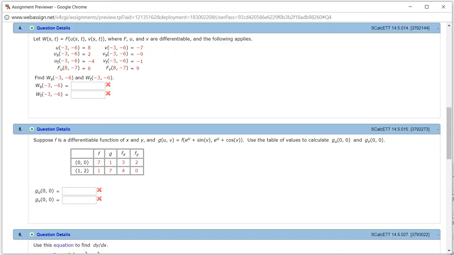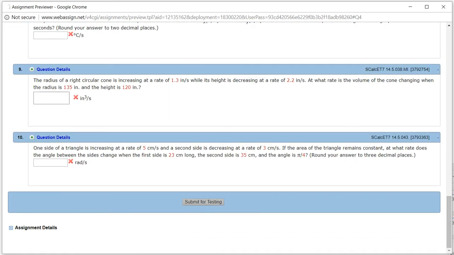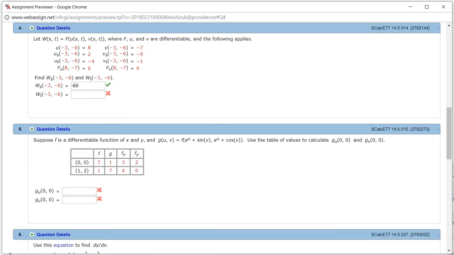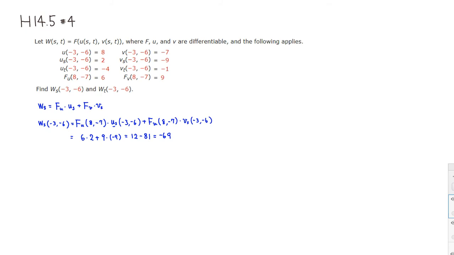So let's type it in. We got the -69. Let's submit for testing. It came back and looks like we got this one correctly. So let's do the other one.